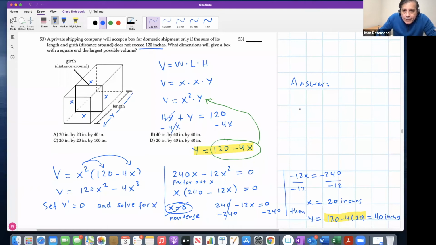So start with 20, let's say 20 inches by 20 inches again, because again, x, right? And y is 40 inches, right? 40 inches. So 20 by 20 by 40. Be careful there, guys. The choices might be tricky. So therefore, the one that you have to choose is this one, right? You follow, guys?